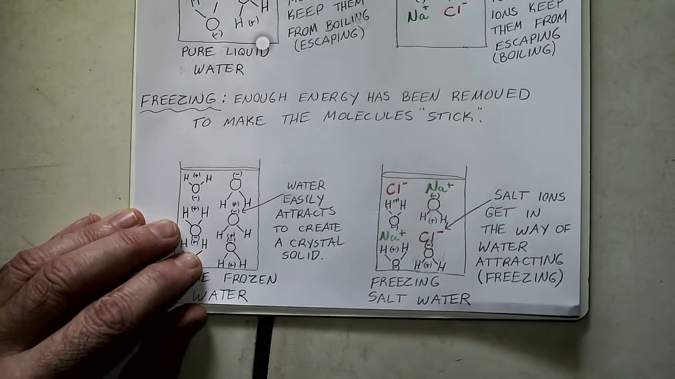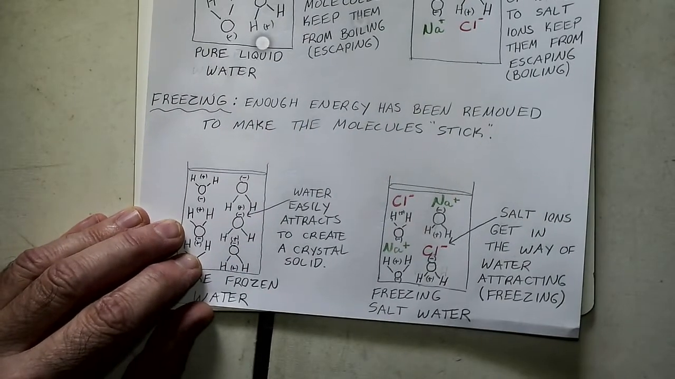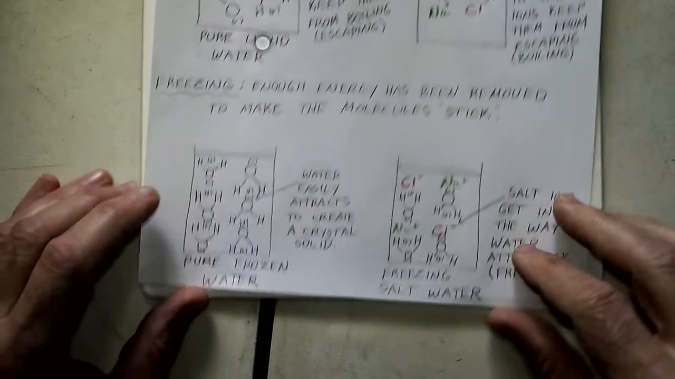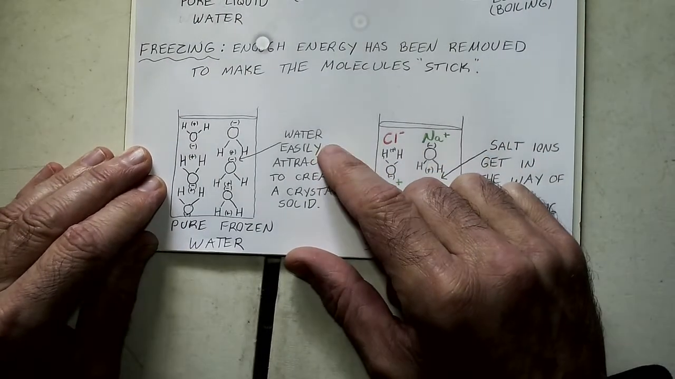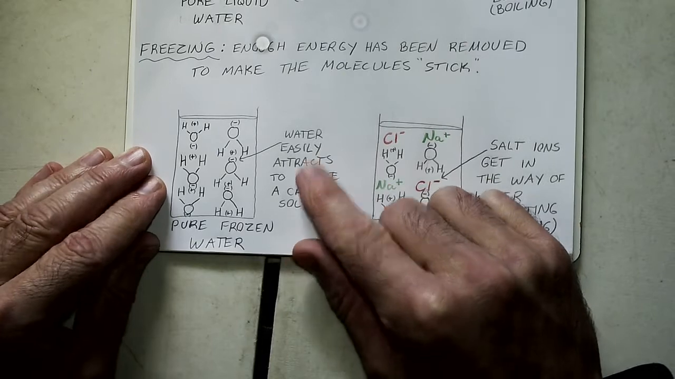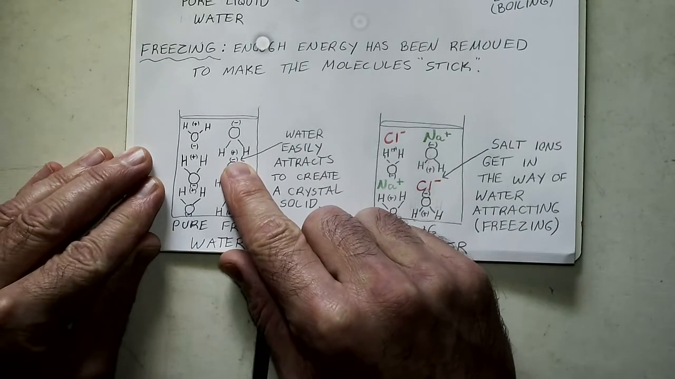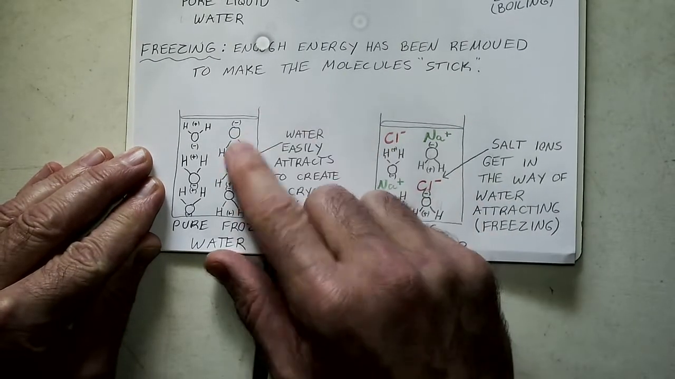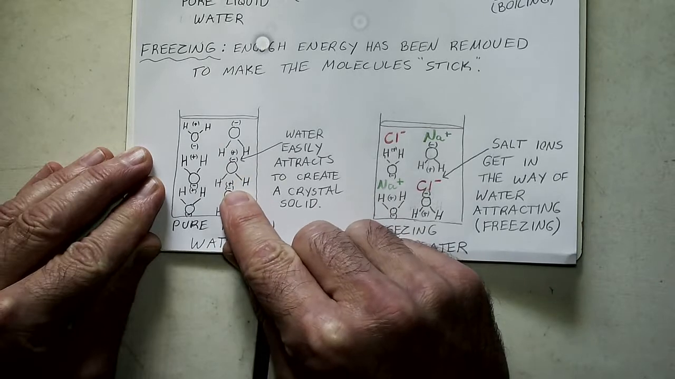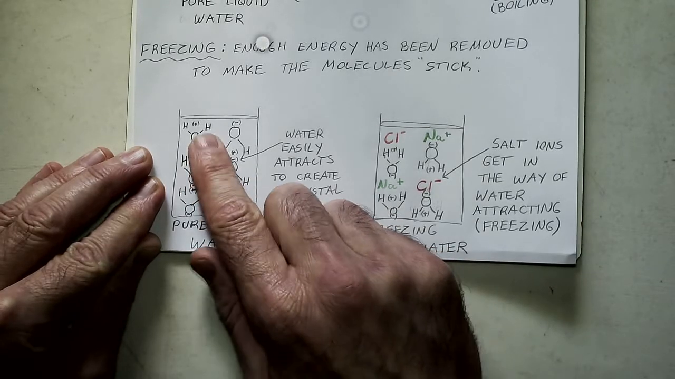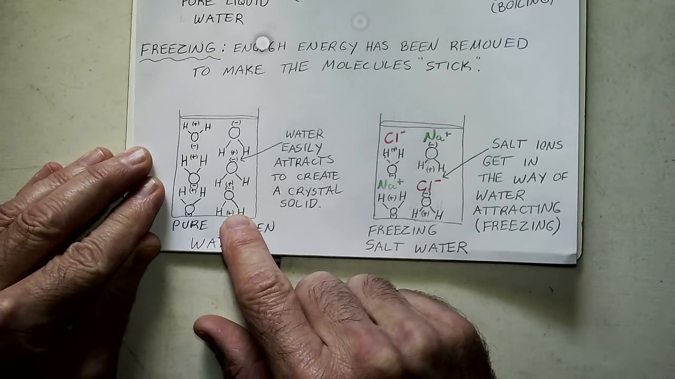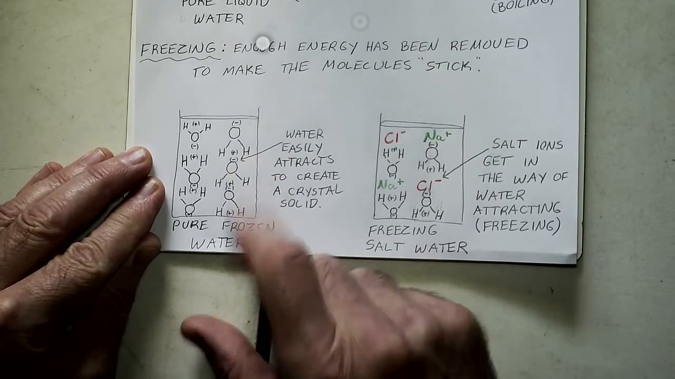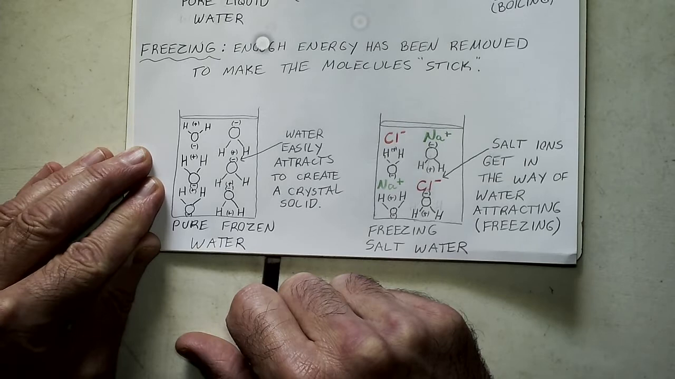Freezing is where you remove enough energy that the molecules stick together, right? So freezing is kind of the opposite of boiling. Water easily attracts to itself. So you remove energy until all the positives and negatives line up with the molecules, and it makes a crystal. And that's what ice is. It's a crystal where all the positive and negative charges are all lined up, right?